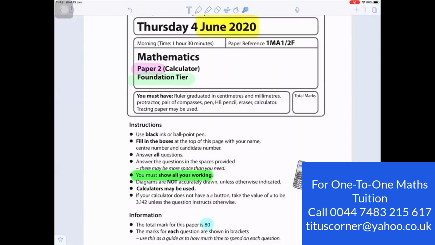Mathematics, June 2020, Paper 2, Foundation Tier. And for this paper, you're allowed to use a calculator. Total mark for this paper is 80. You must show all your working, and you need to answer all the questions.